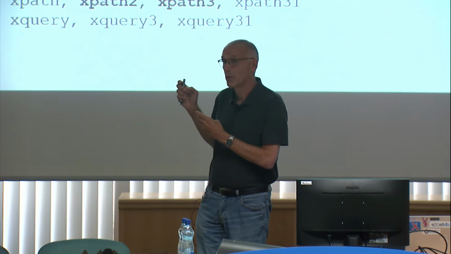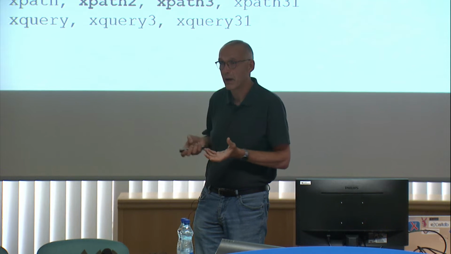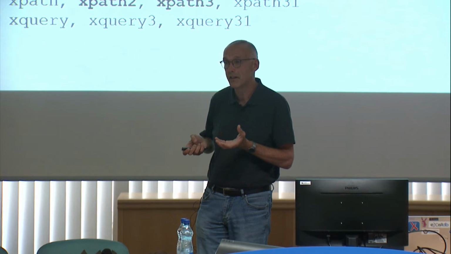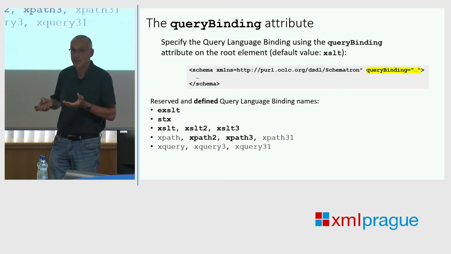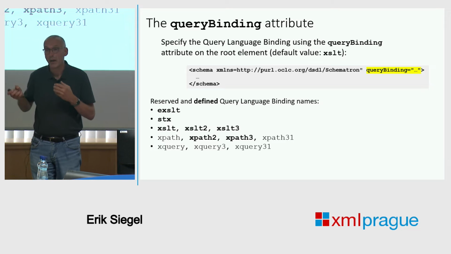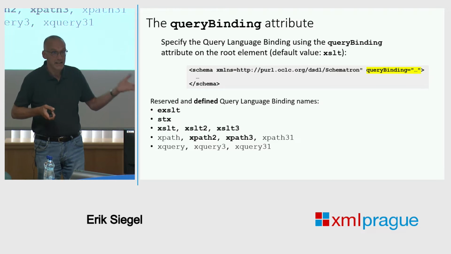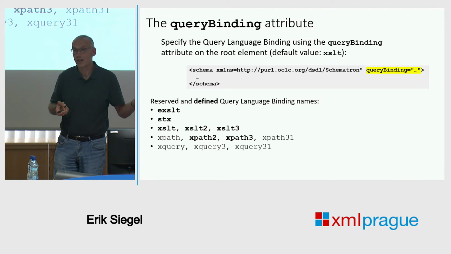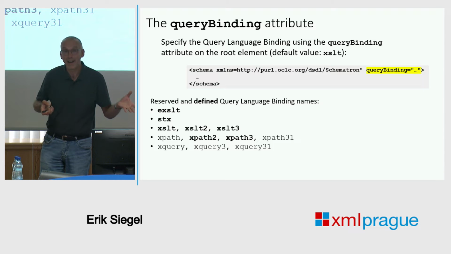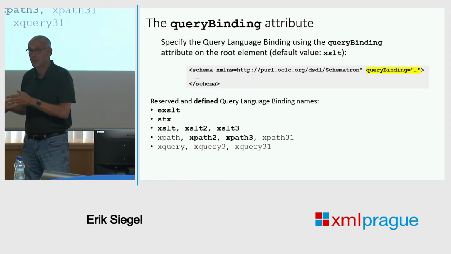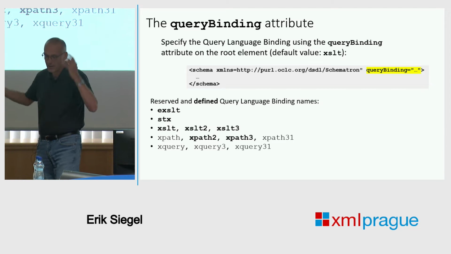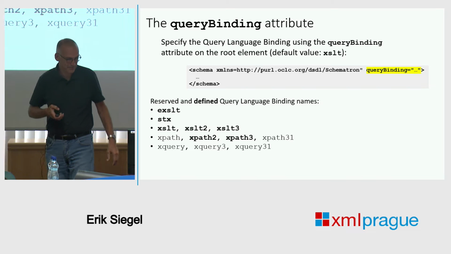Another strange thing I would like to mention about these query binding names is that they are case insensitive, which is, I think, a bit strange, because in most cases in XML, all comparisons for IDs or names or whatever are case sensitive. This one is case insensitive, and I had quite a heated discussion with Rick Jelliffe about why it is, but he couldn't convince me and I couldn't convince him, so it is what it is.